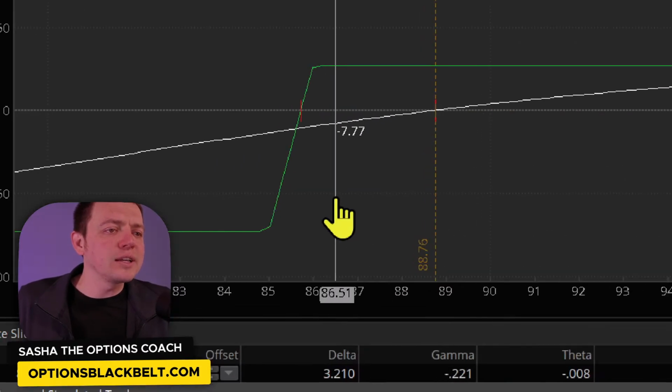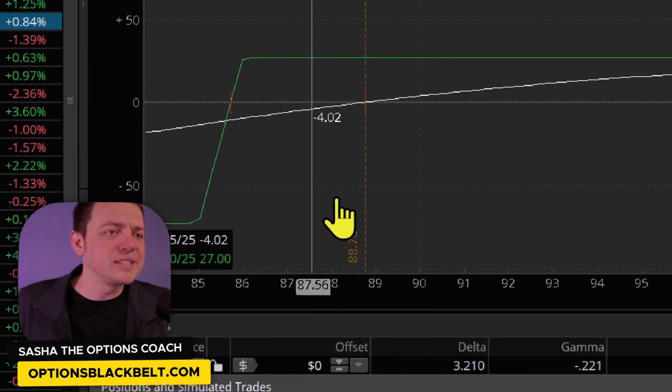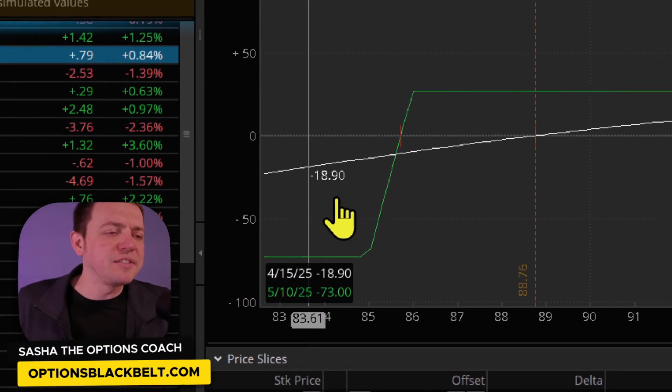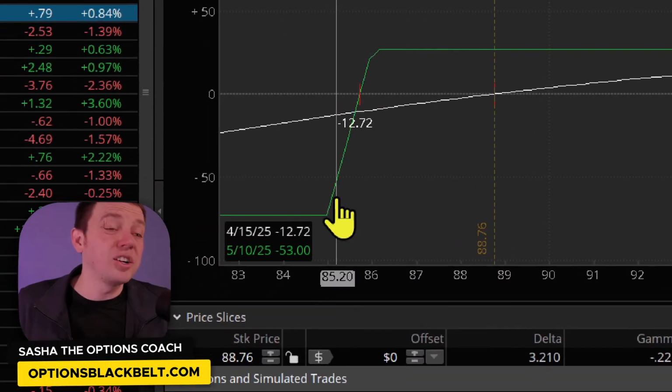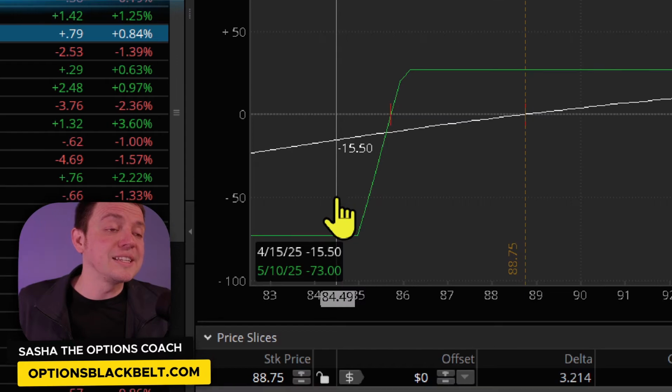Now I'm looking to collect $27 of credit. This is the max profit I can make, $27, for a risk of 73. It's $1 wide, so that's $100 of risk, but I'm getting $27 of credit, so my final risk is 73.